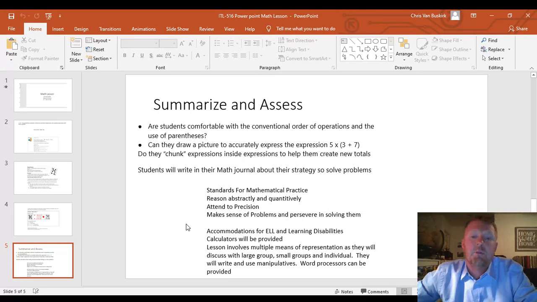Students with learning disabilities will be provided calculators, word processing. This lesson involves multiple means of representation as they use manipulatives with cards. They talk, collaborate with their students and get direct instruction from their teacher as well.